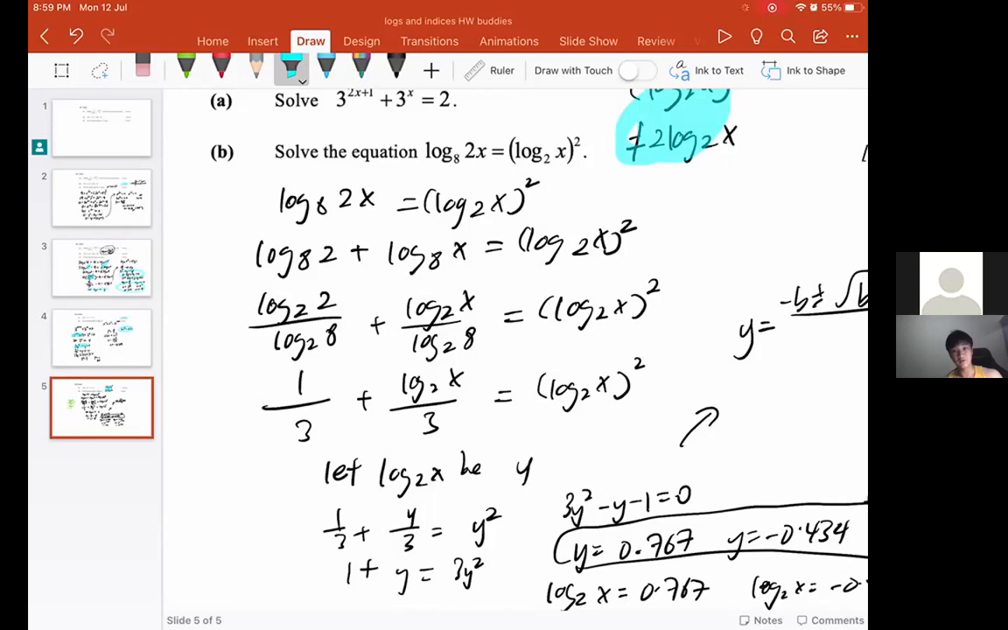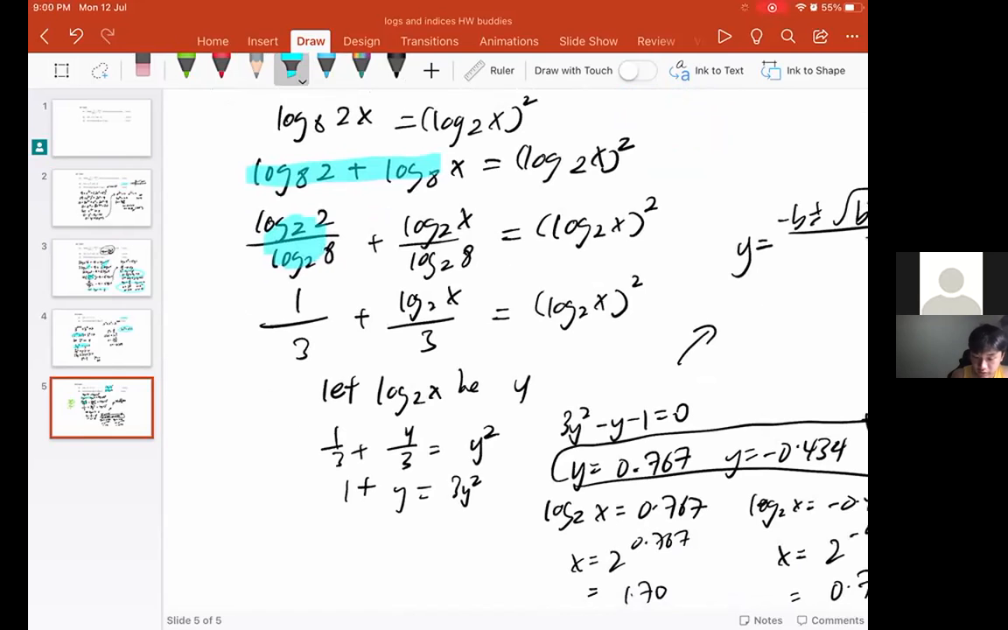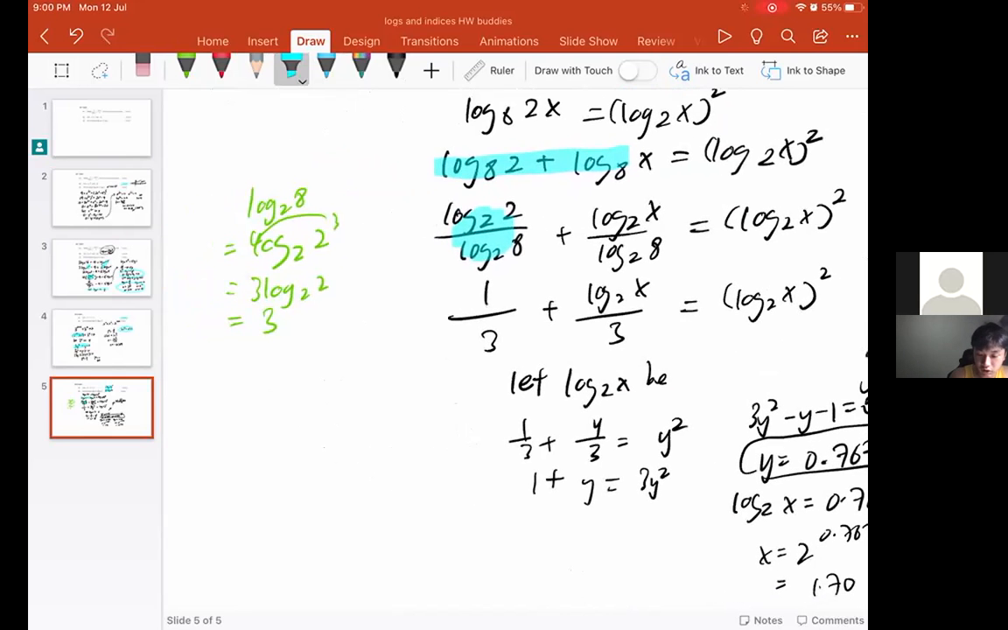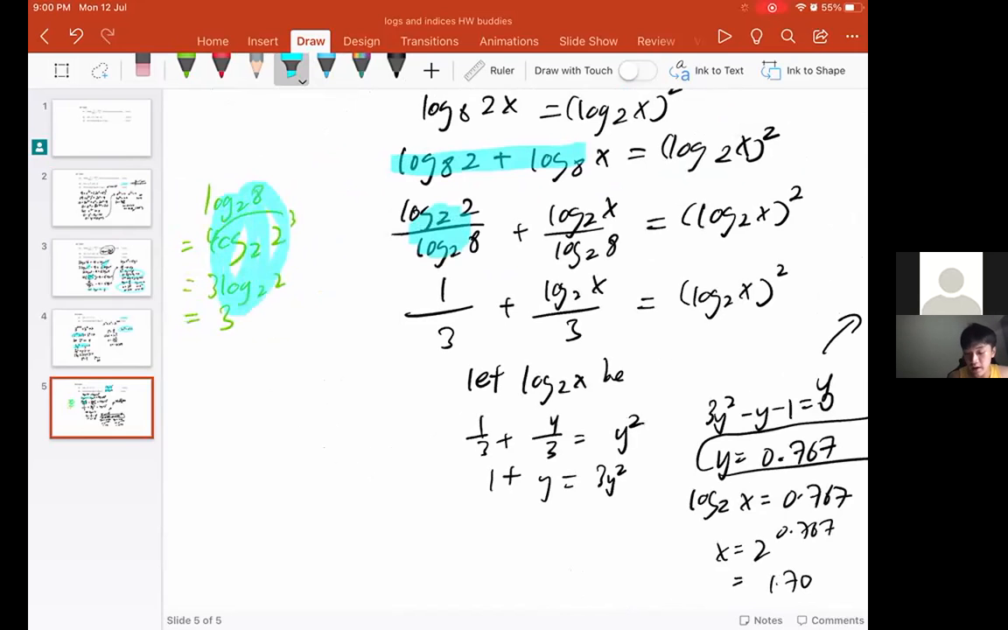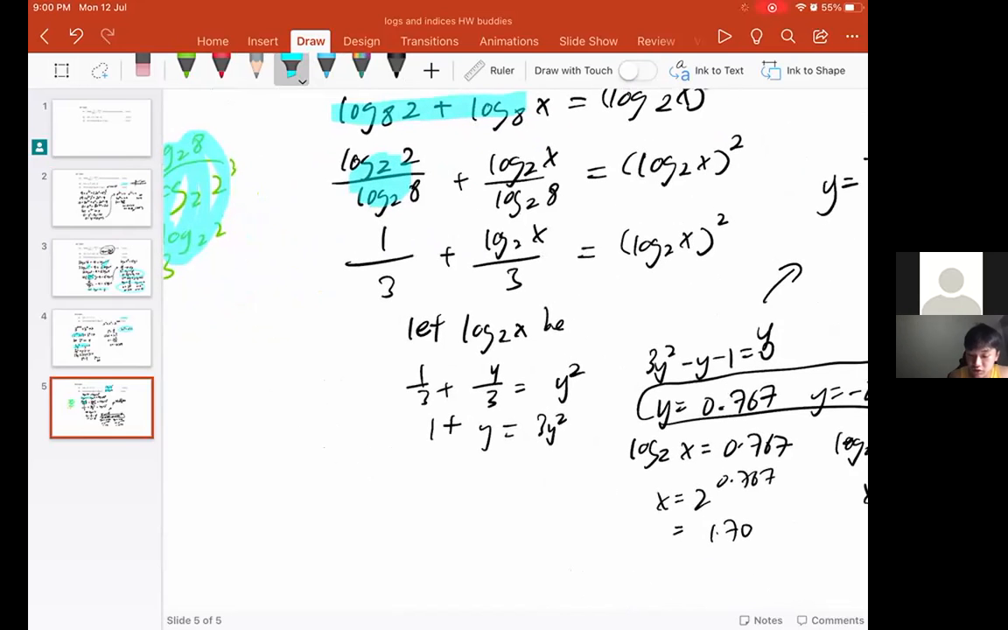So we can see the techniques used here: there's definitely a change in base involved. Log addition rule. To some extent, if you think about it, this part involves the log power rule. And once again, we go back to substitution.